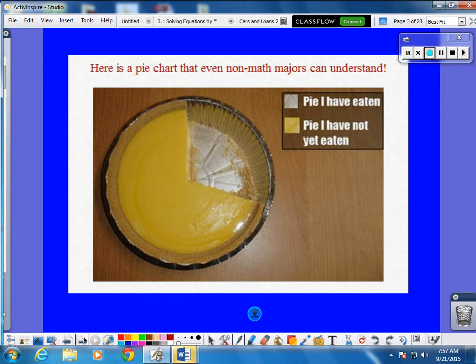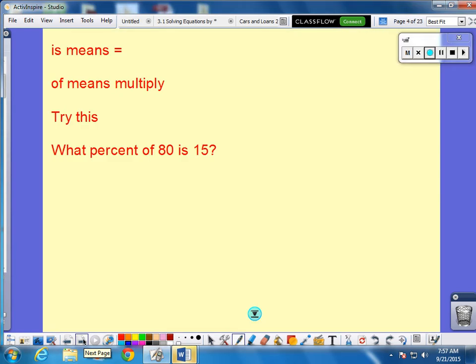Yeah. Okay. Alright. Here's the 2 things we need to remember for today. We're going to write equations with our percent problems. What we have to remember is is means equals, and of means multiply. We've already discussed this when we did verbal expressions. Is equals and of is multiply, but we're going to apply it here.